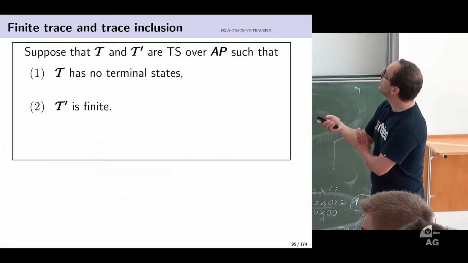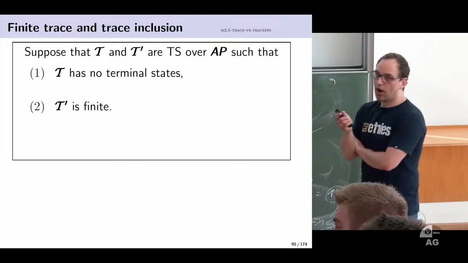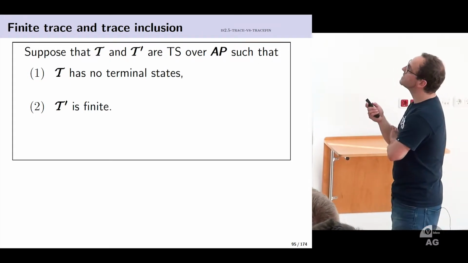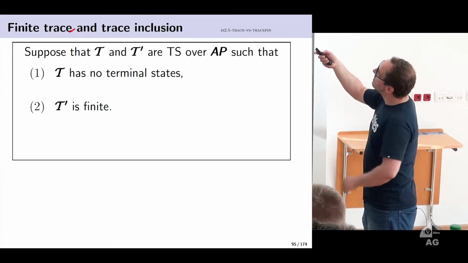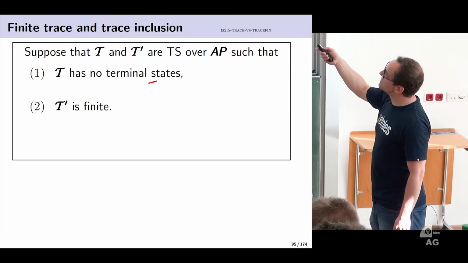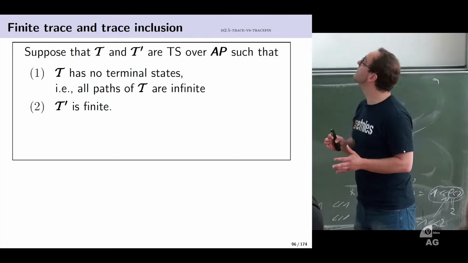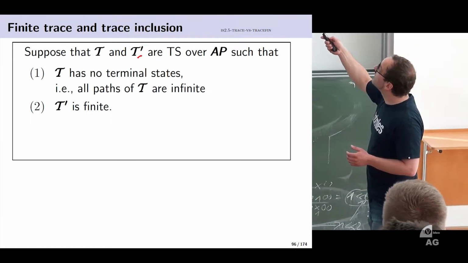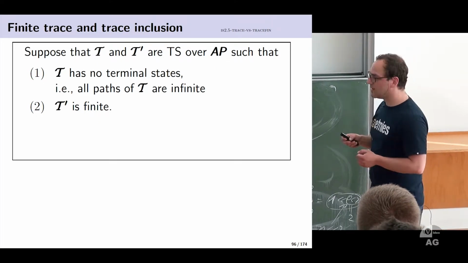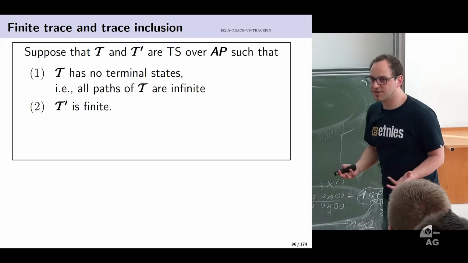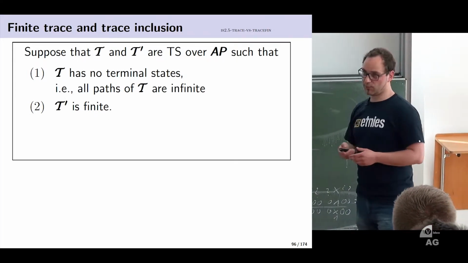Okay? But under certain restrictions, I already hinted at, it actually holds. So what are those restrictions? One possibility is to require that the first one, the T, has no terminal states, meaning that all paths in the transition system T are infinite. And we require that the second one, this T prime, is finite. That might look somehow artificial to you as well, but if you look into the proof, it actually makes quite a bit of sense to require these things.